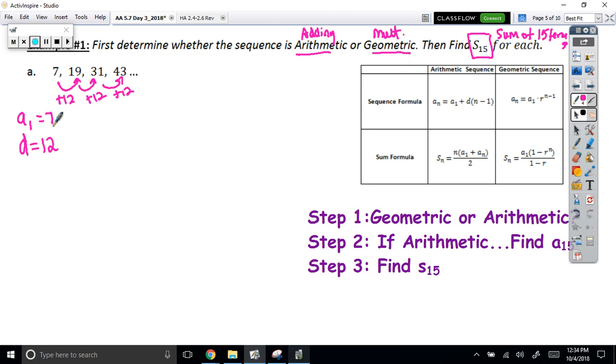Now again, looking at this formula, we first have to do the original formula to find out what the 15th term is. So they want us to find S sub 15, so let's also jot down that n is 15. Just taking that number out of the subscript. Okay, so we're going to start with this formula, the A sub n.